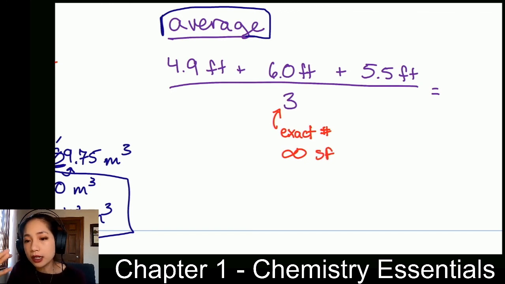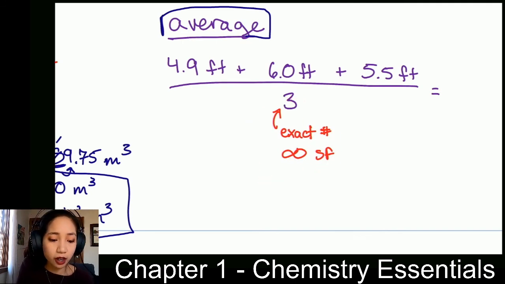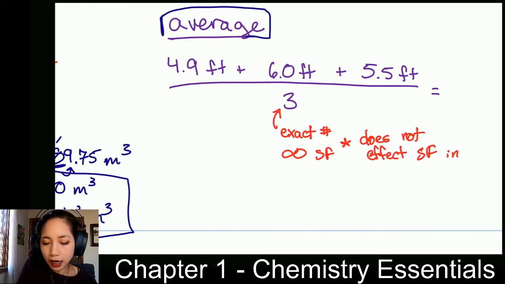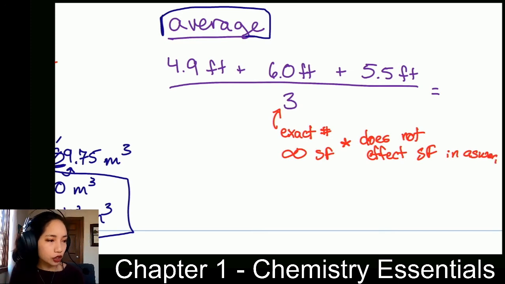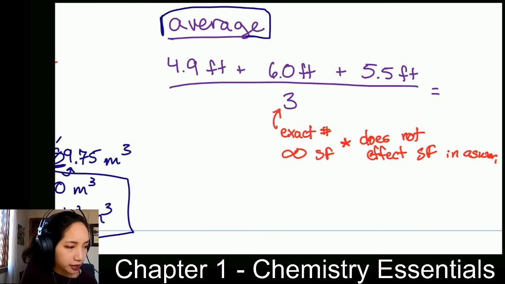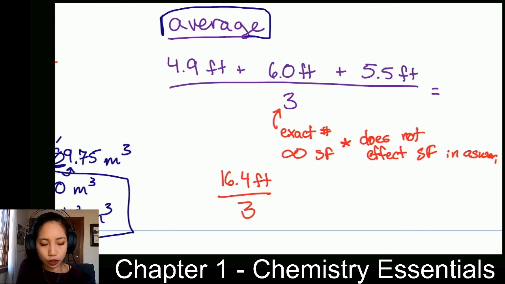So the only significant figure operations that we care about are in the numerator, in our addition work. So when we add up all those heights and divide by 3, this 3 is not going to affect the sig figs in our answer. So let's just do the problem. If I take 4.9 plus 6.0 plus 5.5, that's 16.4 feet divided by 3. So I just did the work that's in the numerator.